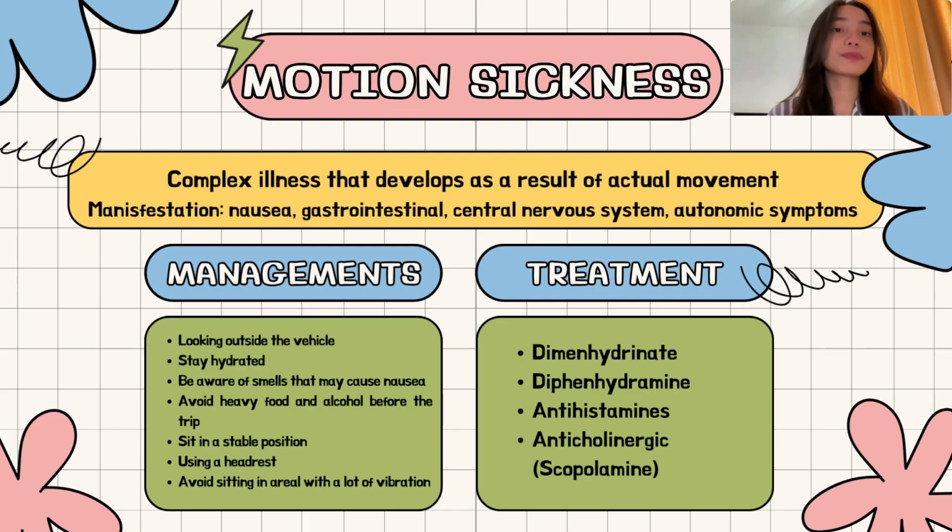Anticholinergic drugs, scopolamine, are commonly used drugs to treat motion sickness, but may have harmful effects in elderly, such as drowsiness, dry mouth, and impaired vision. However, scopolamine is one of the most effective oral medications for motion sickness. And other drugs that are used to treat motion sickness are dimenhydrinate, diphenhydramine, and also similar antihistamines.